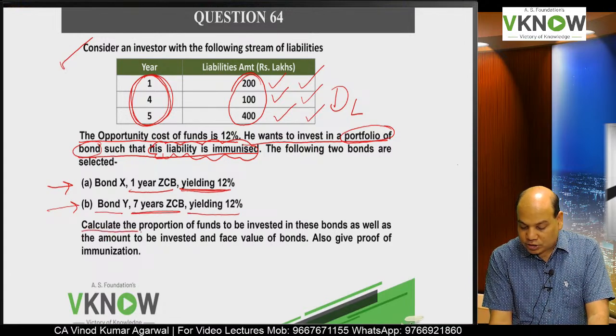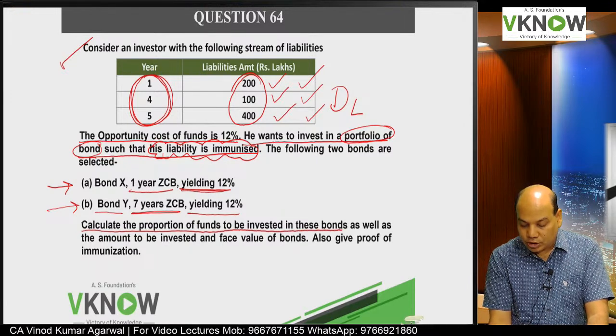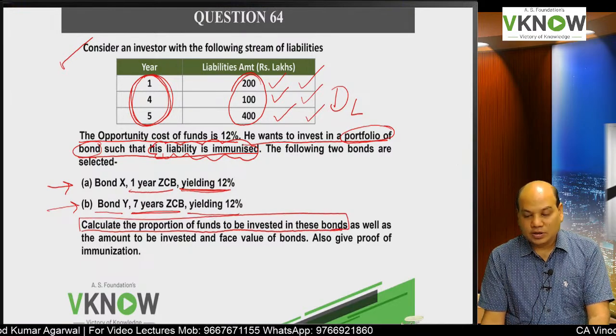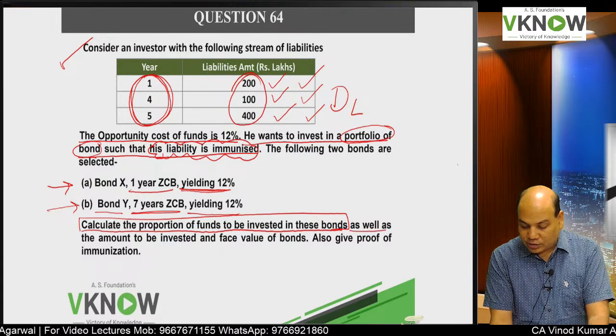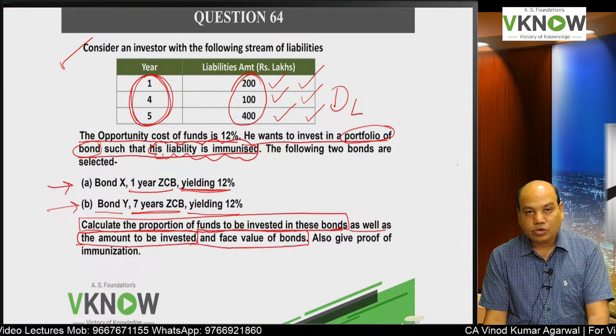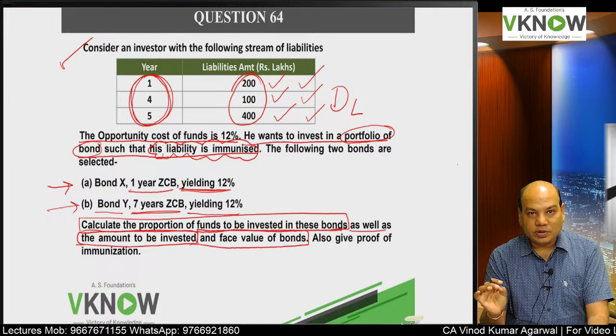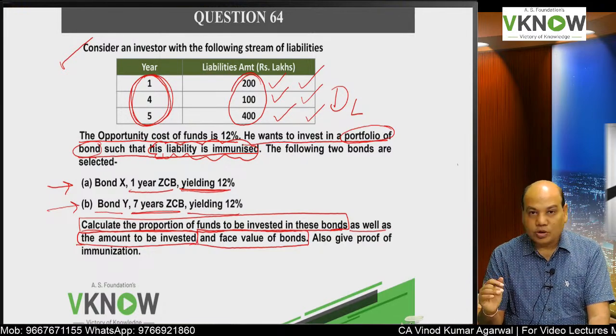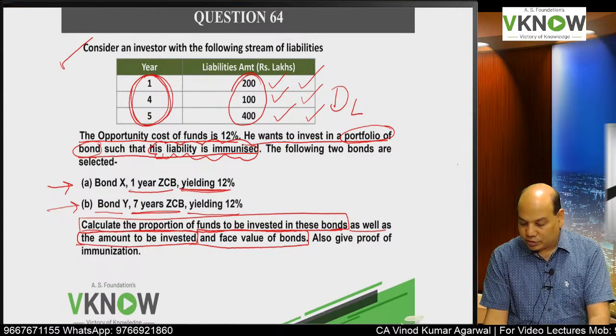So the first question is, calculate the proportion of funds to be invested in these bonds. How much amount you will invest in bond X and bond Y in percentage terms, as well as the amount to be invested in rupee terms, and the face value of the bond also. You have to calculate the percentage to be invested in two bonds, the amount to be invested in two bonds, and what would be the face value of the bonds.